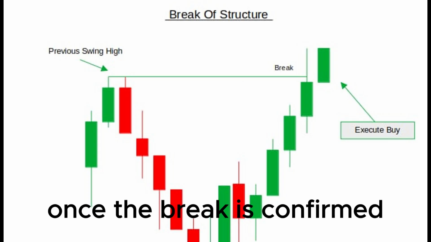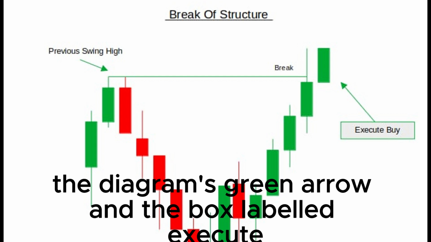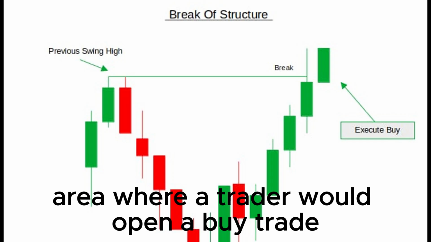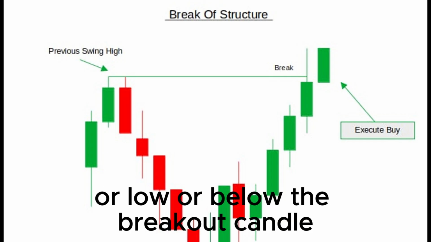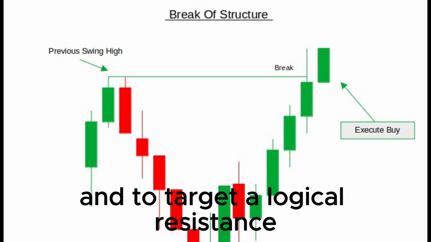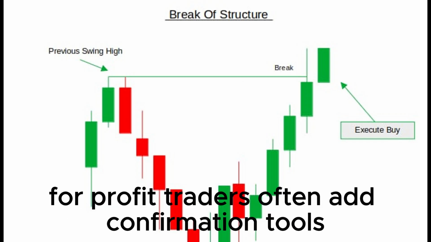Once the break is confirmed, traders look for an opportunity to enter a long position. The diagram's green arrow and the box labeled Execute Buy highlight the suggested area where a trader would open a buy trade. A typical trading plan would be to place the stop loss just below the most recent low, or below the breakout candle to protect against a false break, and to target a logical resistance or the next key swing high for profit.